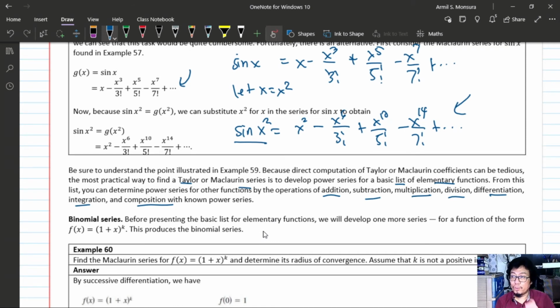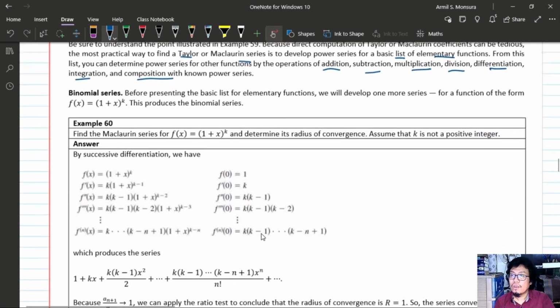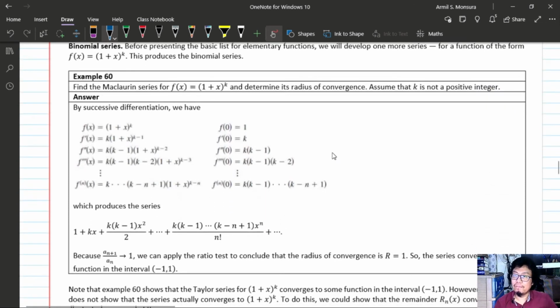But before you do that, this example would actually demonstrate how to develop what we call a binomial series. A binomial series is a power series for a binomial term. That binomial term is 1 plus x. The powers of that would be obtained by raising that binomial factor into a power.